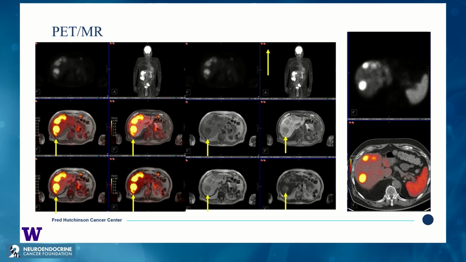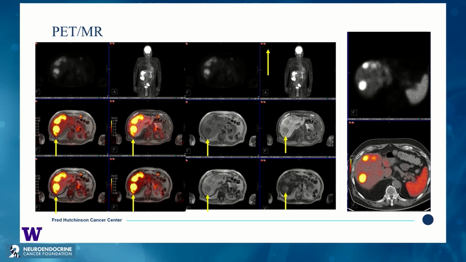Finally, this leads me into some of the reasons why we might choose a PET MR over a PET CT. So this is a PET MR case. You can see that, again, I have yellow arrows on the bottom two rows that point to the liver metastases. Even without contrast, you can see these liver metastases really well on the non-contrast MRI. And paired with the Dotatate PET, we can then potentially use those to follow those as well.